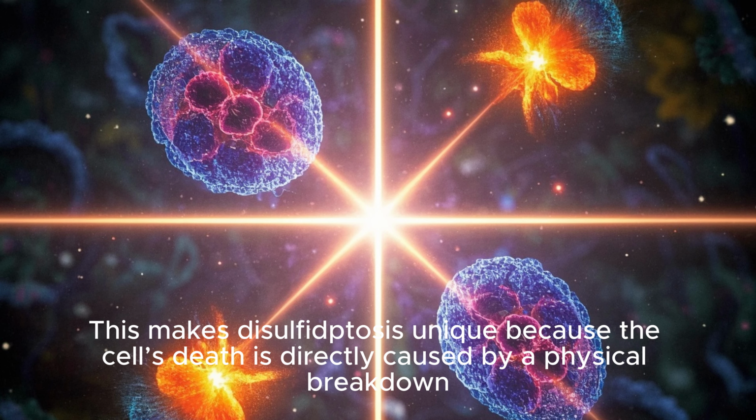Disulfidptosis also stands out because it is not triggered by the usual genes or proteins that cause apoptosis or ferroptosis. In fact, scientists found that even if they blocked the pathways for other cell death types, disulfidptosis would still happen. This clearly shows that it is a separate process with its own cause and effect and may require new treatments or strategies to control it.